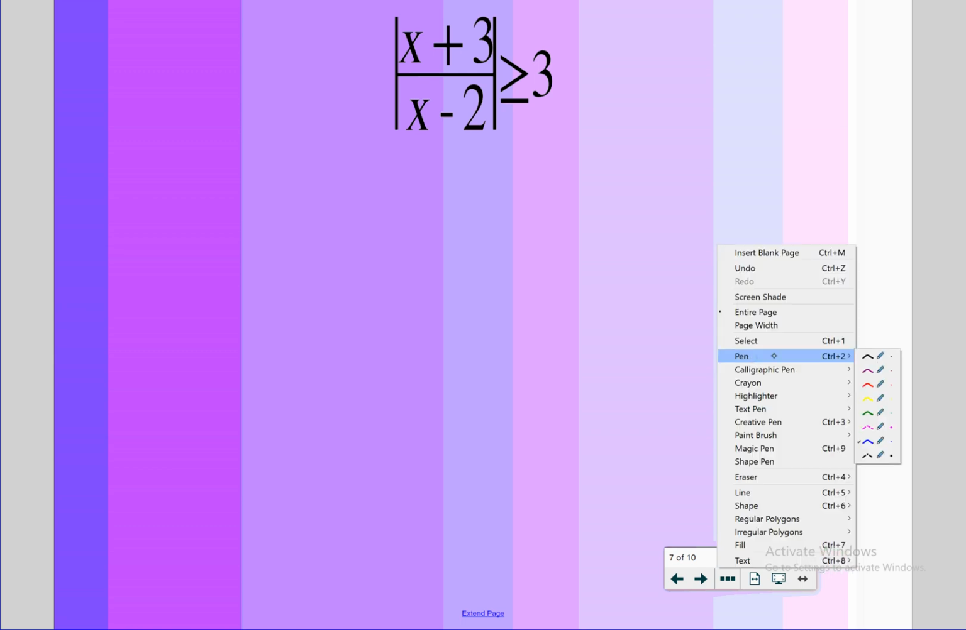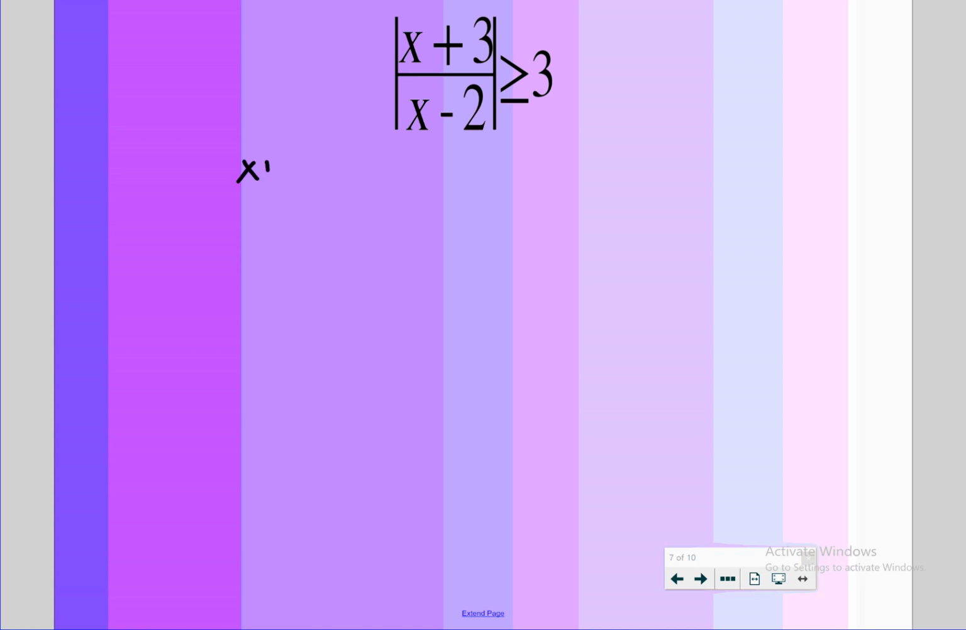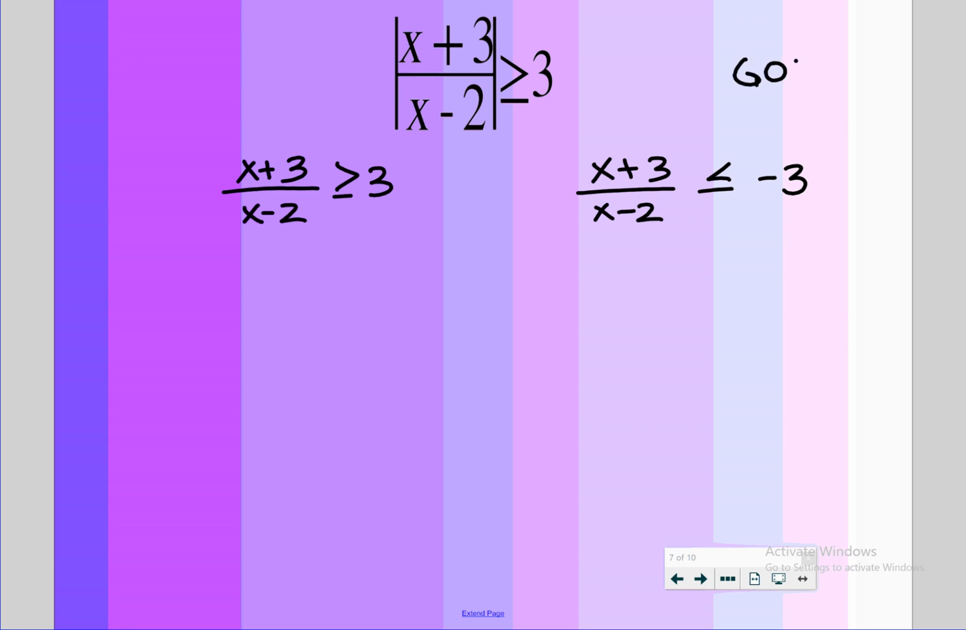Either, I need a different color, it's not going to show up. There we go. x plus 3 over x minus 2 is greater than or equal to 3. My other one, either x plus 3 over x minus 2, this time I'm comparing it to a negative 3, so I flip my inequality sign. Am I going to use or and? I'm going to use greater than, so I'm going to use the word or.